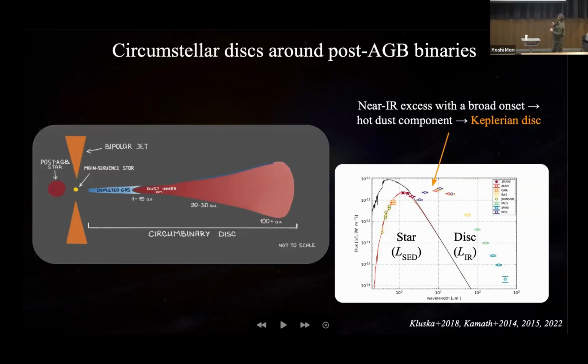The black star model is the de-reddened model atmosphere. I will talk about it in a while, but the main point here is that all post-AGB binaries have a common feature in their spectral energy distributions. They have a broad near-infrared excess, which points to the presence of hot dust in the system, which is in the form of the inner part of the disk.